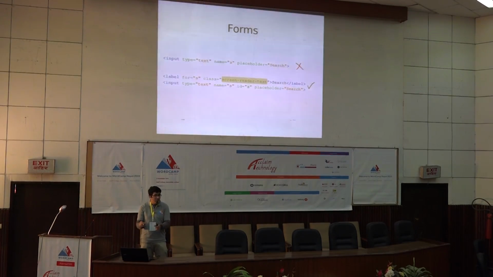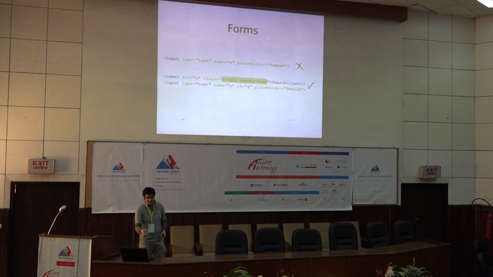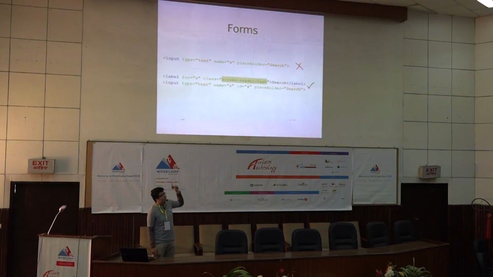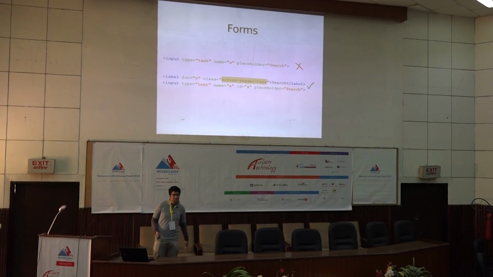It has a label for ID, like S, there is ID S. So the label for S will tell that this label is for this input with ID S. It is a label called search. This is not visible to everyone, it's only visible to screen readers. The screen reader text will hide the label, and screen readers will only read the text. So you can make it easier by adding the label too, if it does not affect your design.